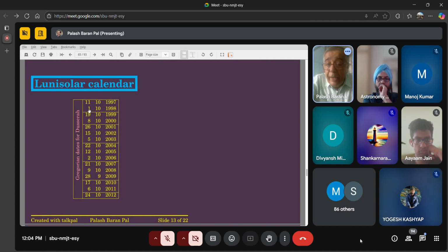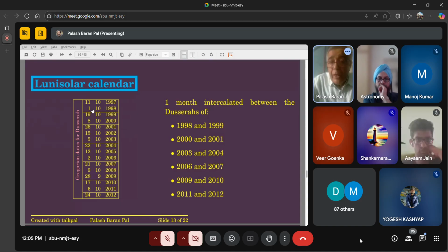But then it did not go another 10 or 11 days back, because that would be going a little bit too far. So what you do is that you intercalate 1 month between the Daseras, or I'm more accustomed to saying Dashami, of 1998 and 1999. So it was supposed to move up by 11 days, but you have put in a month which was like 29 days. So that means it will move down by 29 minus 11, which is 18 days. And that is exactly what it has done. From 1st of October, it has gone to 19th of October.